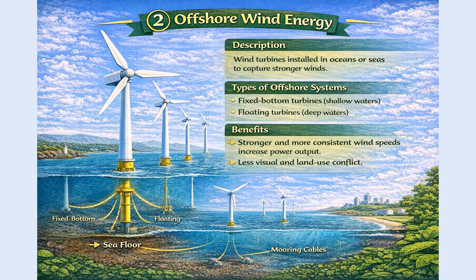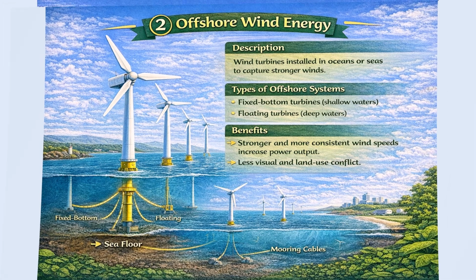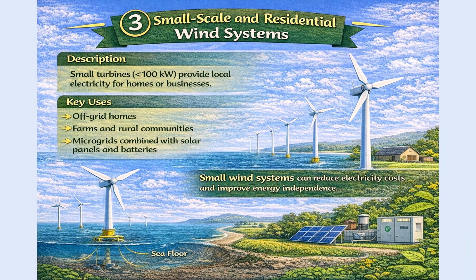Can regular homeowners and farmers actually use wind power for themselves? How do small-scale wind systems work? Absolutely. Small-scale and residential wind systems use turbines under 100 kilowatts to generate local electricity for homes, farms, or small businesses. They are particularly valuable for off-grid locations where connecting to the national grid is expensive or impractical. Farmers in rural areas use them to power equipment and reduce electricity bills.